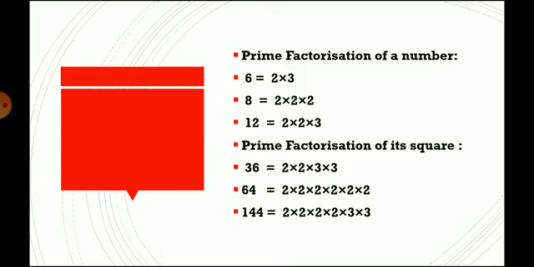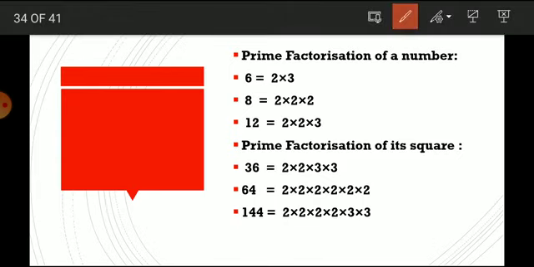First of all, we can see the prime factorization of a number. If I take 6, we can multiply 2 and 3 to get 6. 8 means 2 into 2 into 2. 12 means 2 into 2 into 3. In the prime factorization of a square number, we can elaborate. Here we can use one trick.